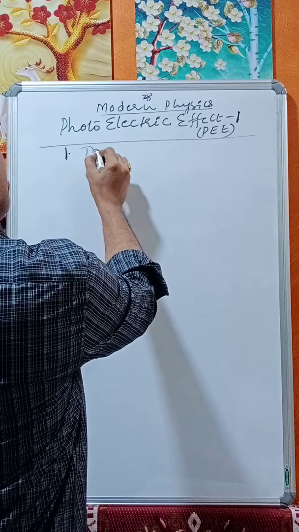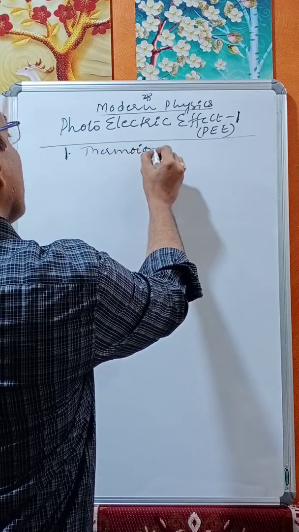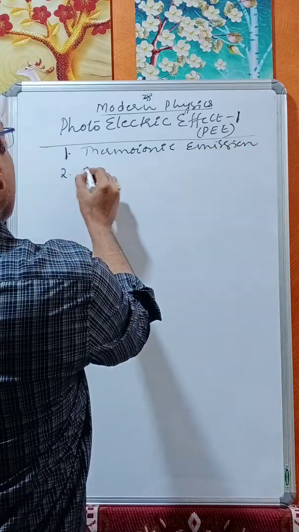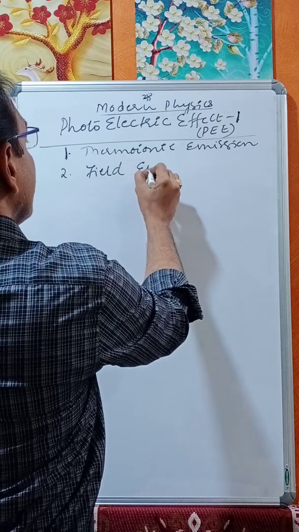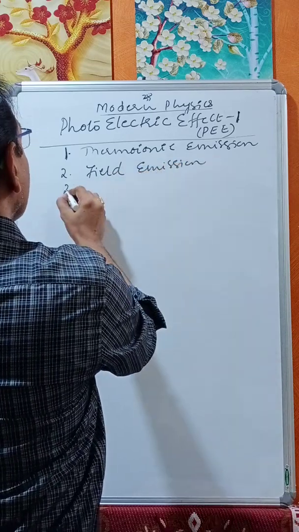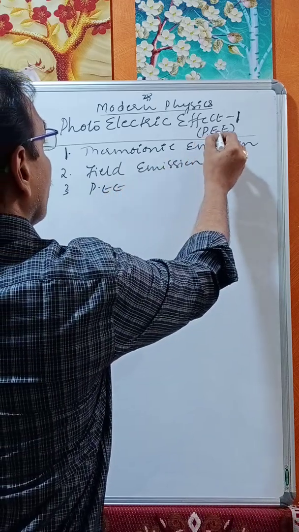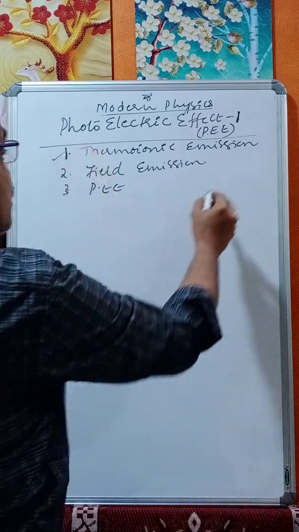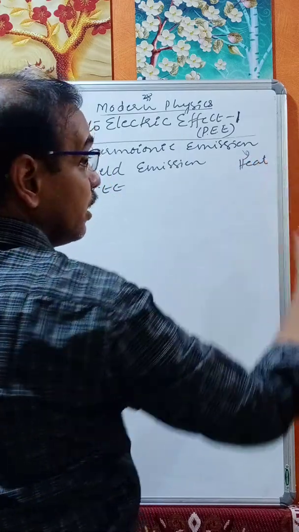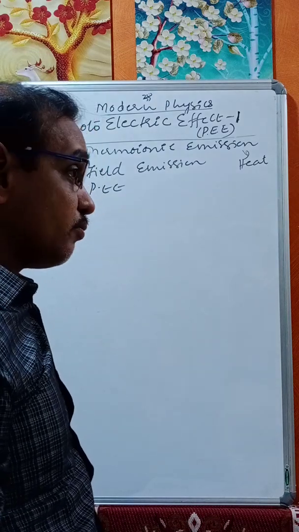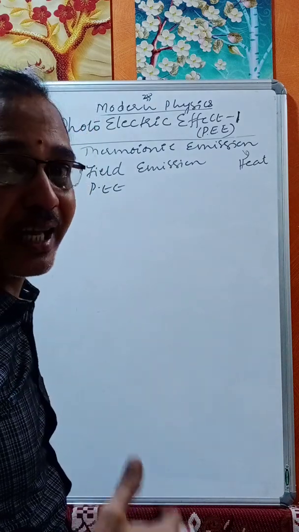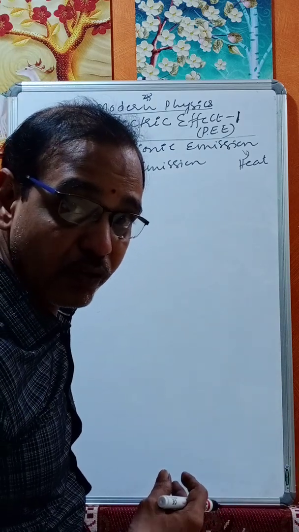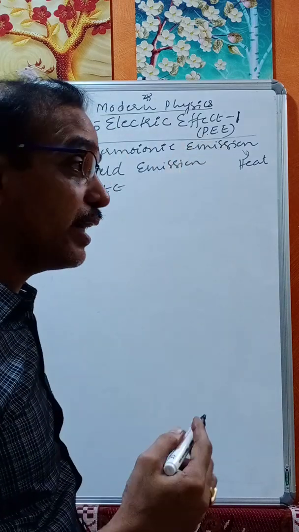One is thermionic emission. Number two is field emission, and third one is photoelectric emission or photoelectric effect. What is thermionic emission means? By supplying heat to the metal surface, the atom emits electrons. By thermal energy, if electrons are released, we call that one thermionic emission by heat energy.